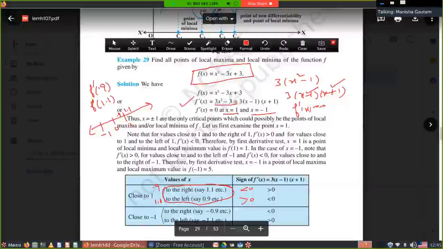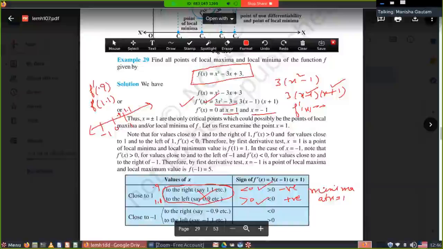It means when you put 0.9, I'm just changing it because we are checking from left to right, so we have to write down left to right. Left point is 0.9 and right is 1.1. When you put 0.9 in the derivative, you get a negative value. You can put the value 0.9 in this statement and you will get a negative value. And when you put 1.1, you get positive. It means negative to positive. What does it mean? Negative to positive means minima. Minima at point x is equal to 1.